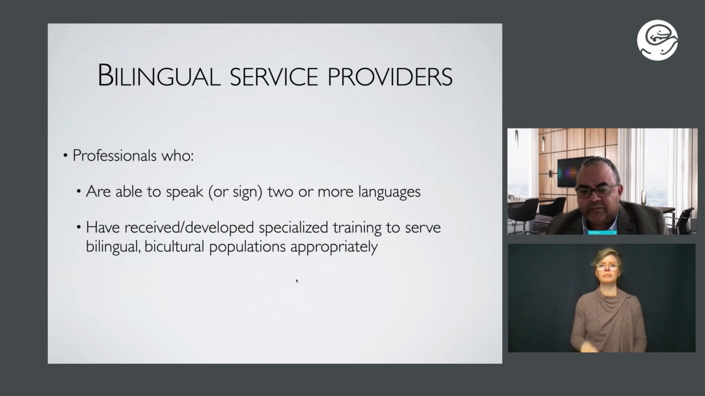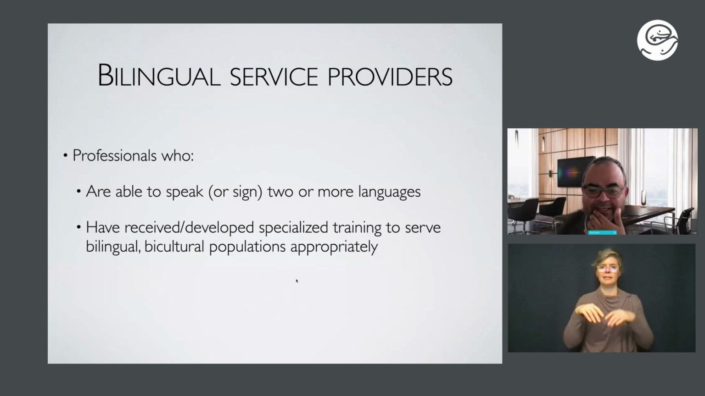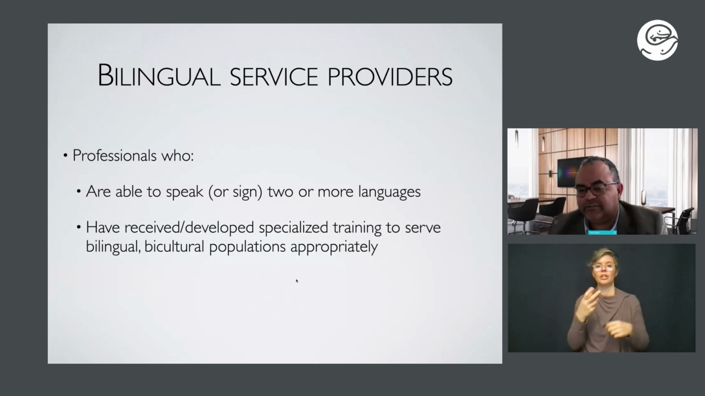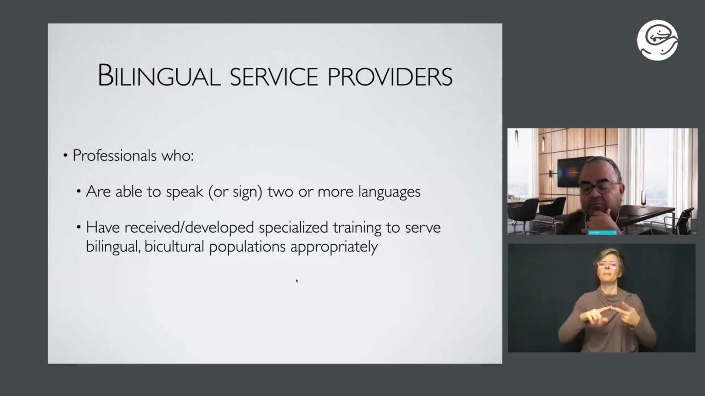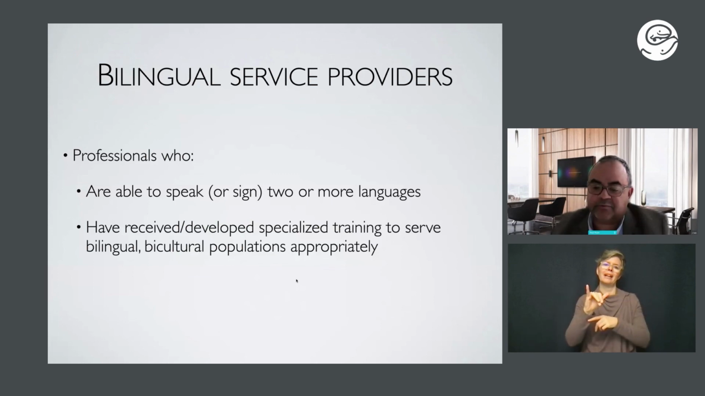Finally, bilingual service providers. ASHA has a technical definition that has been around since the late 80s. And the idea is you can speak or sign 2 or more languages. So you have the language skills and the literacy skills to do that. But that you also have received, or if you didn't receive it when you were a graduate student, that you later developed it, specialized training to serve these populations, right? So you need to have both of those pieces, not just the language piece.